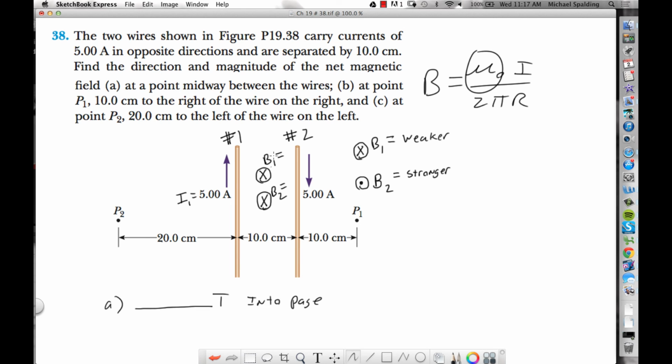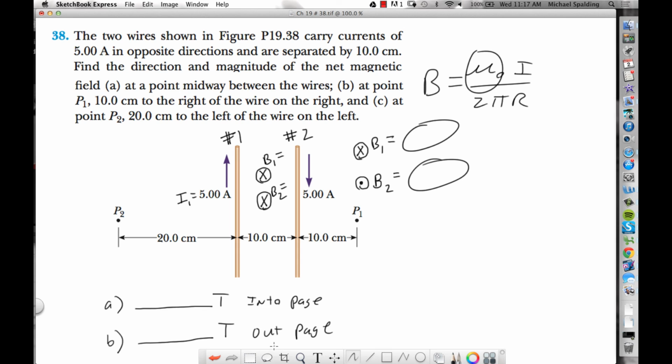How do I know that? Well, because the currents are the same. So look at this equation. The currents are the same, but what's the advantage of wire 2? It's closer, so it's going to be a stronger magnetic field, right? So the way you do this problem is you calculate B1, calculate B2. B2 is going to win, which means the answer here is going to be something Tesla out of the page. How do I know it has to be out of the page? Because B1 is strong. I'm sorry, B2 is stronger. Okay?